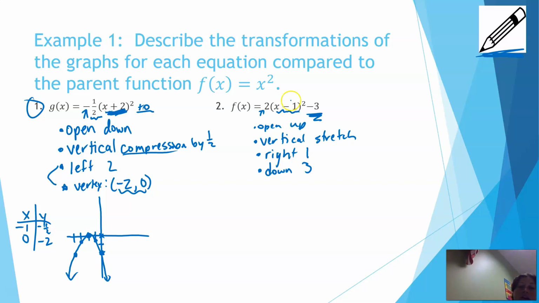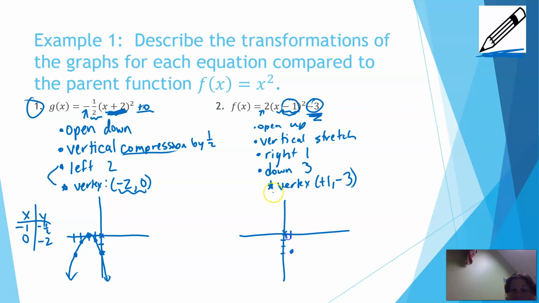Again, the other thing I could look at is that this minus 1, negative 3 actually tells me that the vertex will be at 1, negative 3. All right, when I go to graph it, again, I could take that point that was at 0, 0, and I can go right 1, down 3 using this language, or I could have just used the vertex and plotted it.